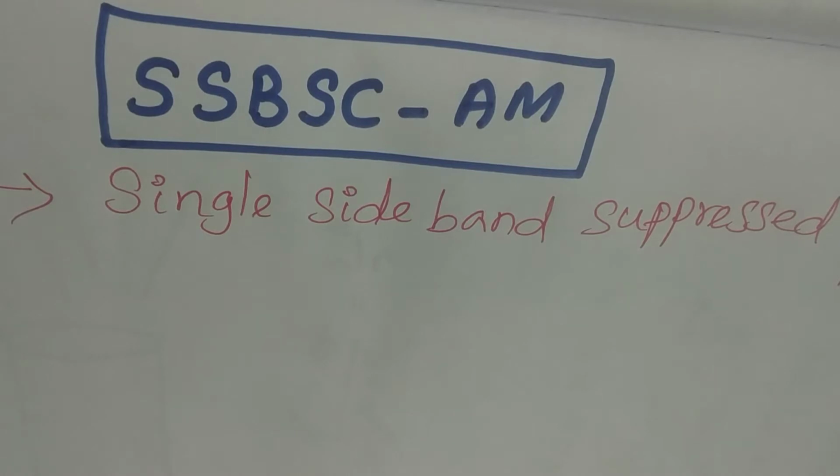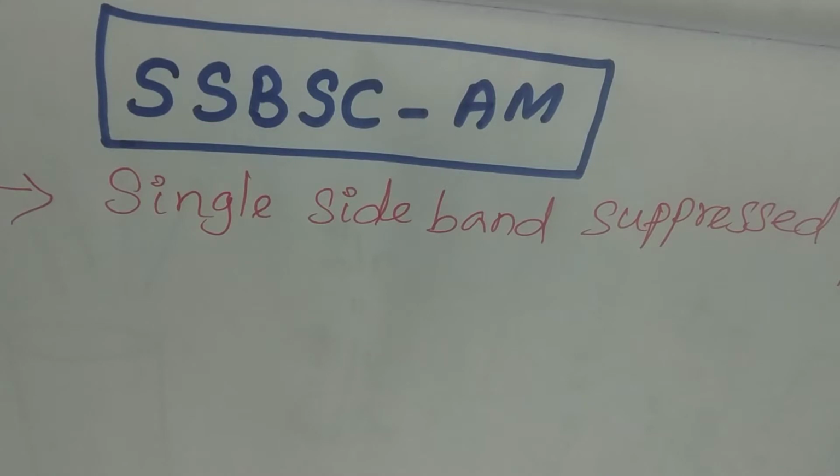In this video, we are going to explain the single sideband suppressed carrier amplitude modulation. In the double sideband full carrier amplitude modulation scheme, both the transmitting power and bandwidth are wasted. The double sideband suppressed carrier scheme has been introduced, in which the power is saved by suppressing the carrier component, but the bandwidth remains the same.